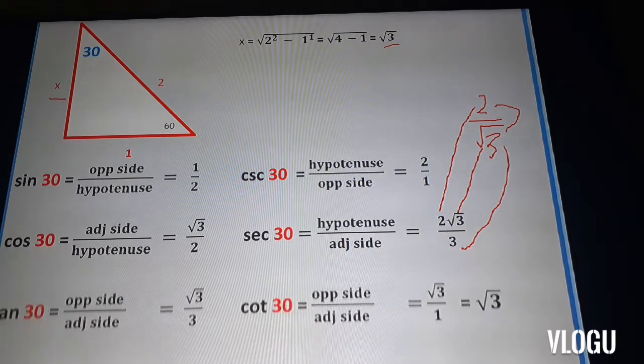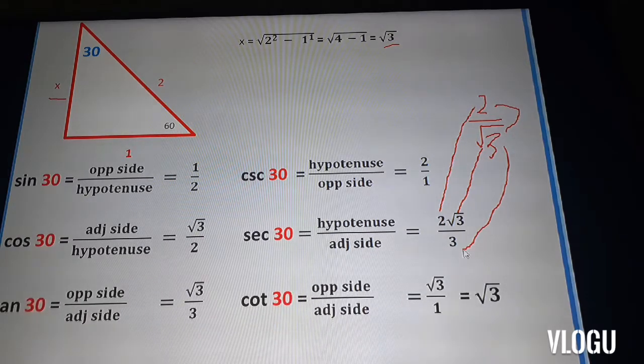Now, for your tangent, that is equivalent to the opposite side over the adjacent side. Our opposite side is 1 over the square root of 3. And for our cotangent, that is equivalent to the square root of 3 over 1. Since dito ang kanyang denominator ay hindi na po radical form, ibig sabihin nun, nakasimplified na to, so wala tayong problema. Ang ating sagot is the square root of 3.